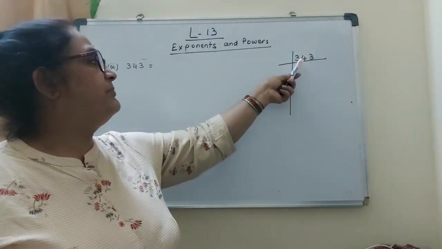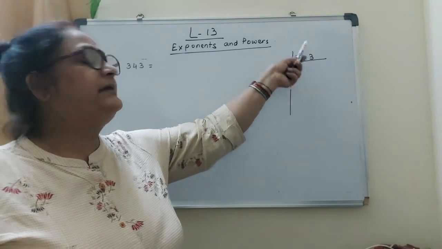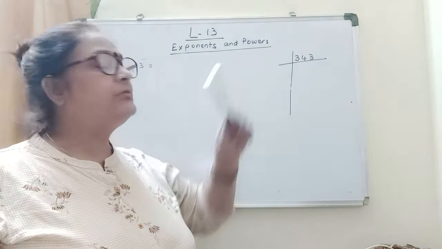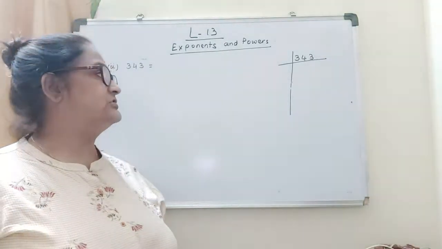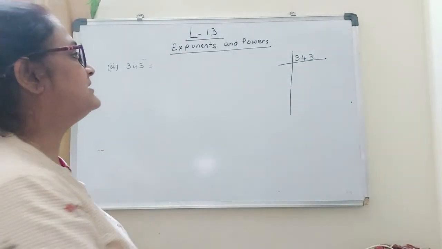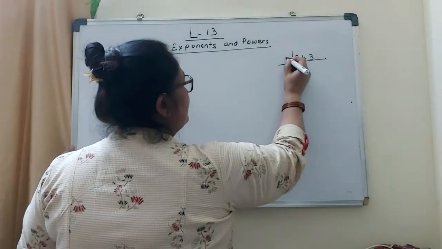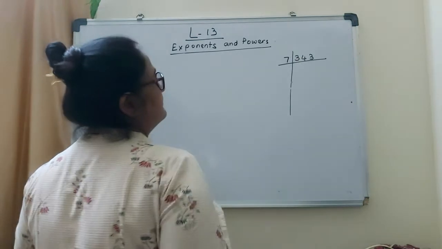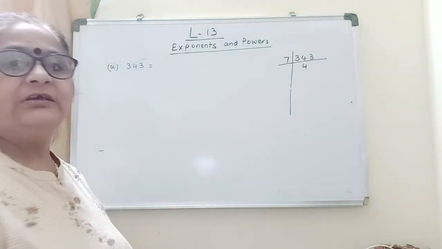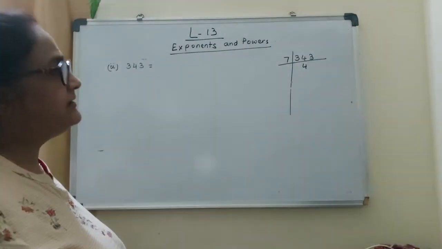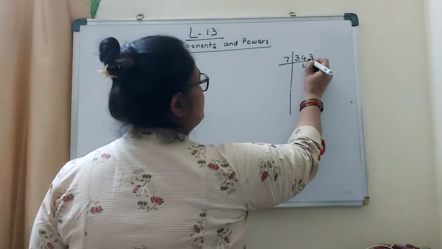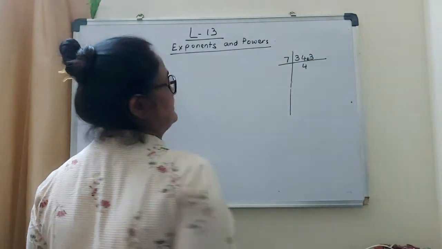Check. 3 plus 4 is 7, 8, 9, 10. So it cannot be divided by 3 also. This cannot be divided by 5 also, because the last number is not 0 or 5. So the next number that we take is 7. 7 fours are 28. 28, 30, 31, 32, 33, 34. That means remainder is 6.